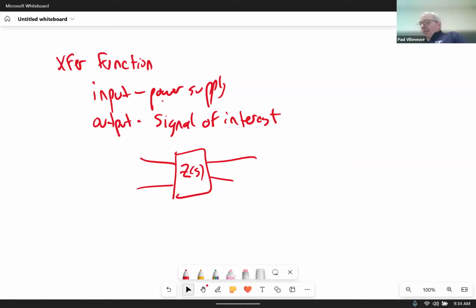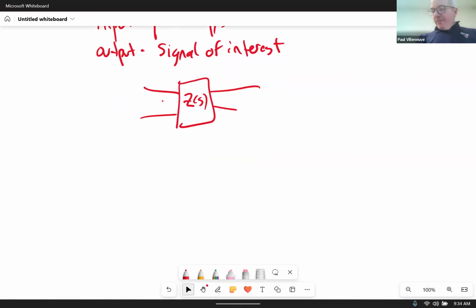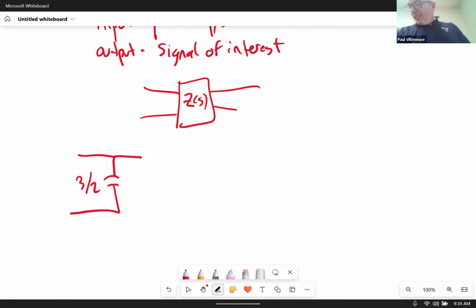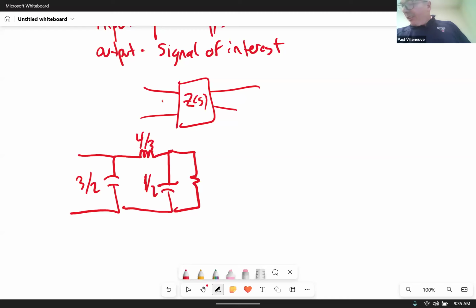Okay, so I have an example, and I tried to make it a little more complicated. Here's my capacitor, that's 3/2. Here's my inductor, 4/3. Another capacitor, 1/2. And another resistor, that's 1 ohm. And the signal I'm interested in is V2 of T.